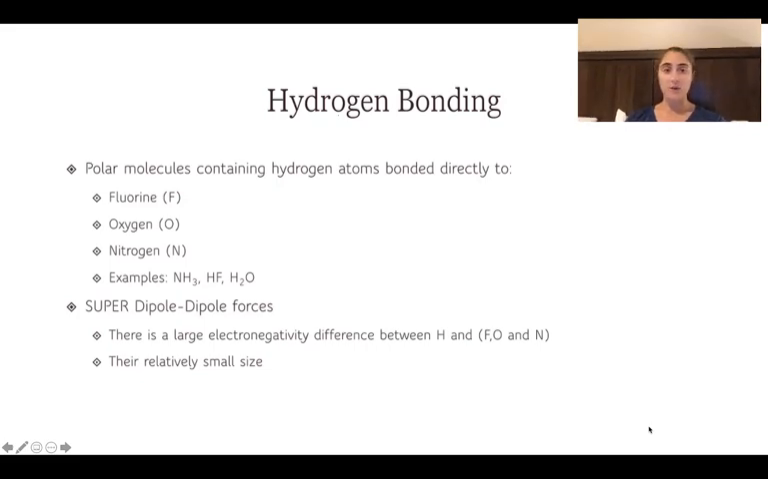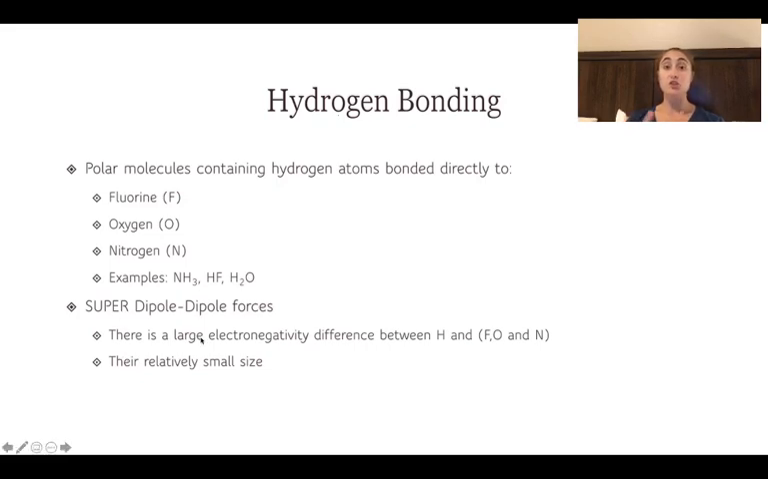Last IMF that we're going to be talking about, and that's hydrogen bonding. Hydrogen bonding occurs in polar molecules containing hydrogen atoms that are bonded directly to either fluorine, oxygen, or nitrogen. So it has to be a hydrogen atom bonded directly to fluorine, oxygen, or nitrogen for it to be considered a hydrogen bond. So examples are NH3, HF, or H2O. That is a hydrogen atom bonded directly to either a fluorine, an oxygen, or a nitrogen.